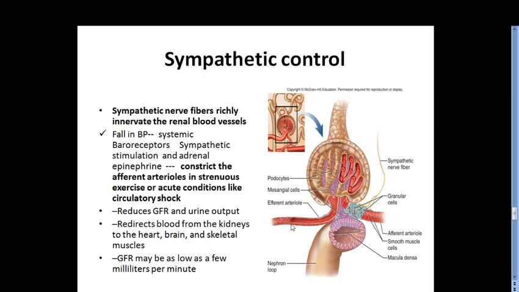That fall in blood pressure will stimulate the baroreceptors in the carotid arteries and aorta. That will give a stimulus through the 9th and 10th nerves into the NTS, which will stimulate the sympathetic system, and there will be release of adrenaline. That sympathetic stimulus has a direct effect over the blood vessels. Adrenaline and noradrenaline directly affect the blood vessels, and they also cause secretion of renin.